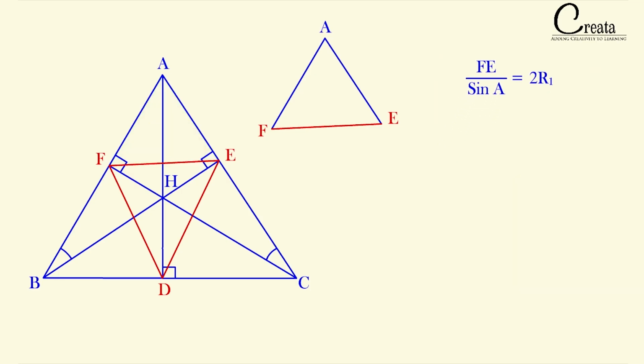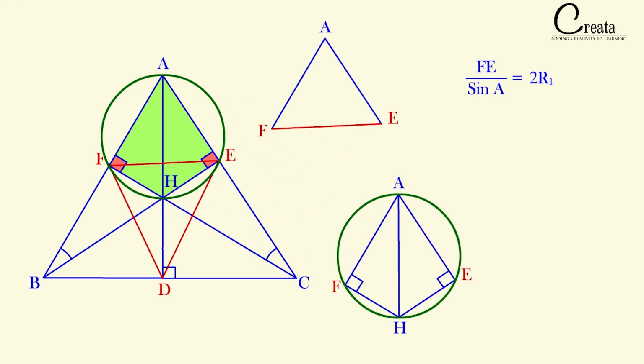Further, in this figure, can we say the quadrilateral AFHE is a cyclic quadrilateral? Here angle F and angle E both are equal to 90 degree. So we got the sum of opposite angle of this quadrilateral is equal to 90 plus 90, that is equal to 180 degree. So we got this quadrilateral, that is AFHE, as a cyclic quadrilateral.